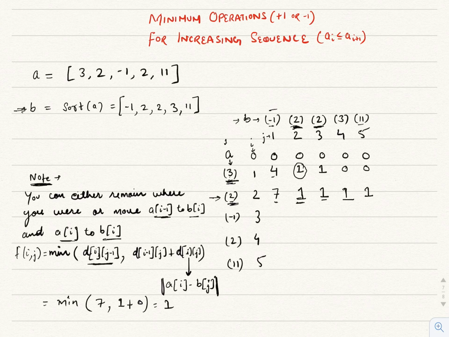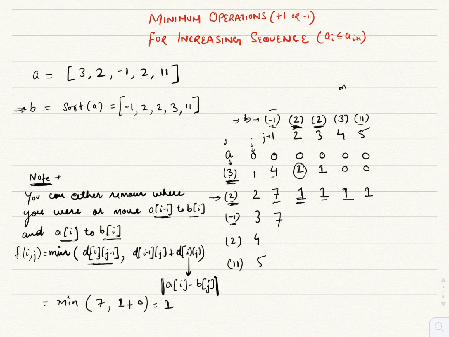So now we have made 3 to minus 1, 2 to minus 1, and the total operation was 7. Now if we move minus 1 to minus 1, it's going to cost us nothing, so we'll just write the value above, which is 7.